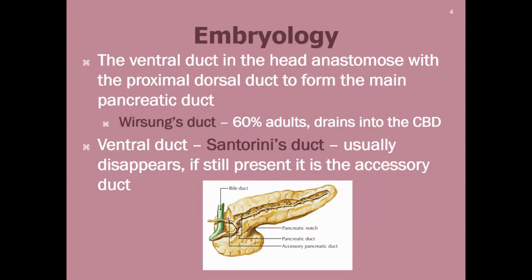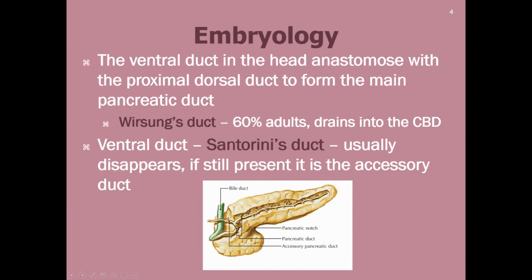The ventral duct in the head anastomoses with the proximal dorsal duct to form the main pancreatic duct. There is a Wirsung's duct in 60% of adults, and it drains into the CBD. Okay. So the Wirsung's duct is the pancreatic duct. And then there's the other duct, which is called Santorini's duct. It usually disappears, and we don't normally see it here. But if it is still present, it is an accessory duct. It's just there to help a little bit. It does not have the main function as the pancreatic duct.